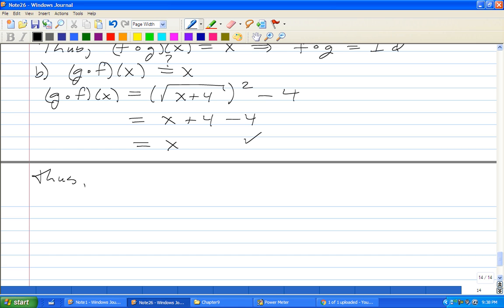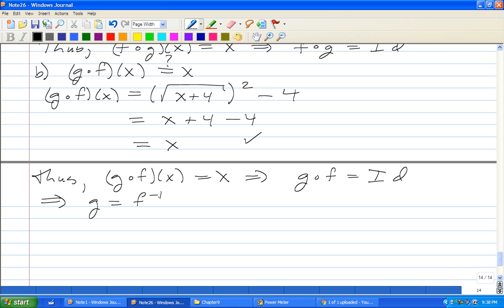And so we've shown G composed with F at X is equal to X for all of the X's. And so G composed with F is the identity. And so therefore, I have that both F composed with G is the identity and G composed with F is the identity. And so that says that G is just the inverse function of F.